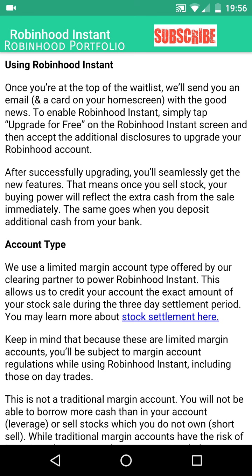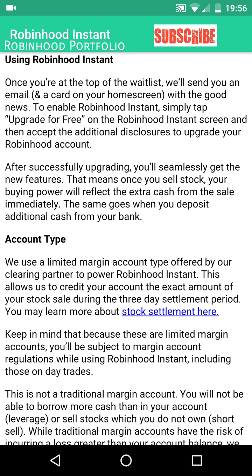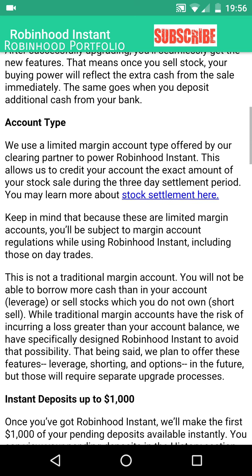So yes, you don't have to worry about the pattern day trading rule, being labeled as a pattern day trader and then not being able to do day trades if you make 4 or more day trades in any 5-day trading period. But with the normal Robinhood account, not the limited margins account, not the Robinhood Instant, you would not be able to reuse those funds. So it doesn't really make sense to downgrade, in my opinion.